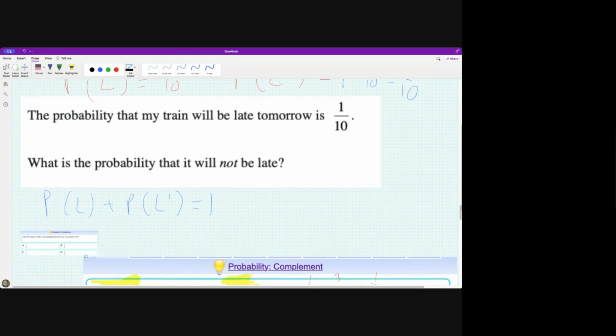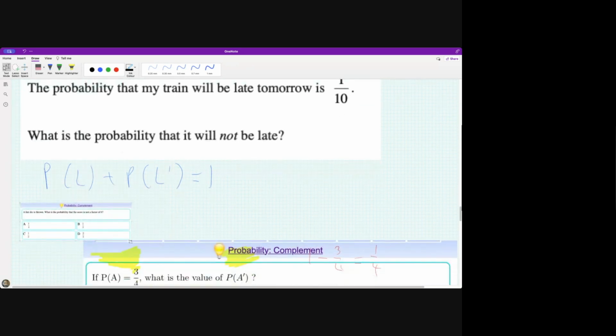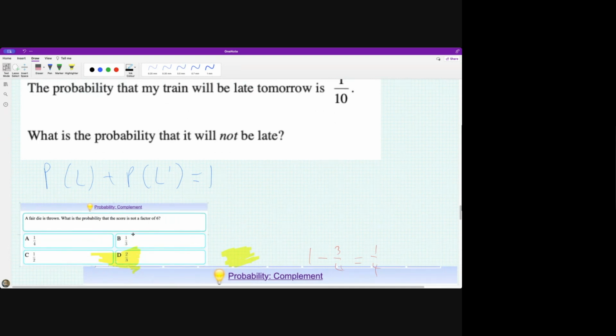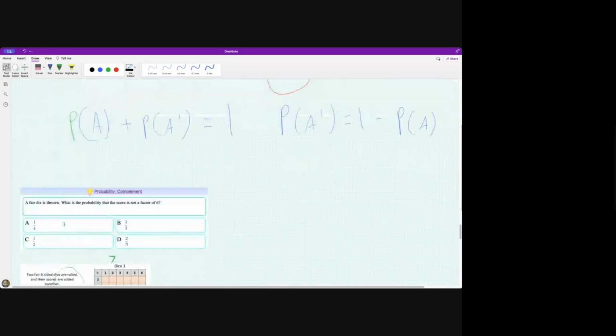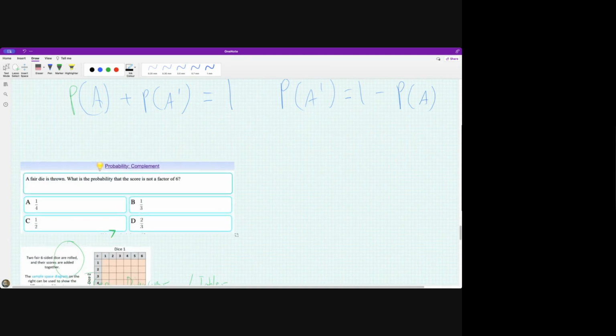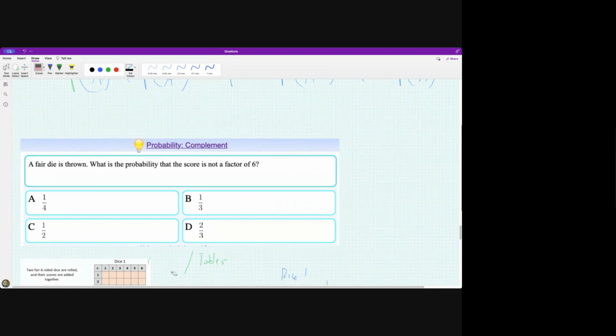Do we have one more question here? Okay, let's just use that word not. Let me just move this down. Let's say the last question of the day. A fair dice is thrown. What is the probability that the score is not a factor of 6?